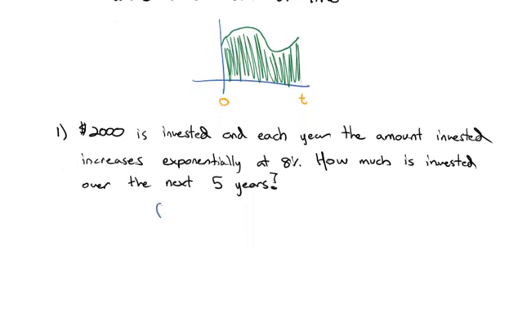First, we need to know what the function is that we're working with. When something increases exponentially in these continuous environments, you remember we have the equation PERT to help us out. So in this case, f of x is equal to the principal investment of 2,000 e to the increase of 0.08 times time x. And that tells us how much is going in at any given point in time along the way.